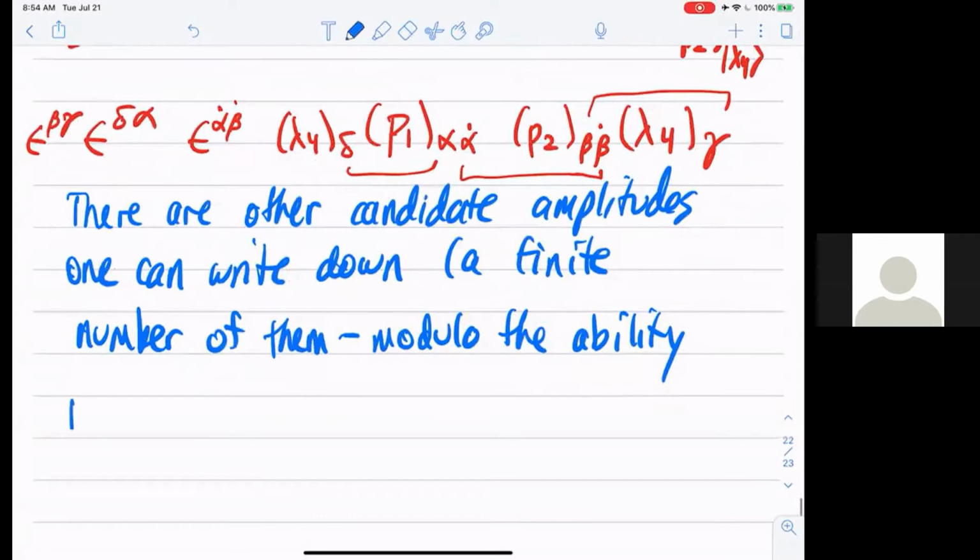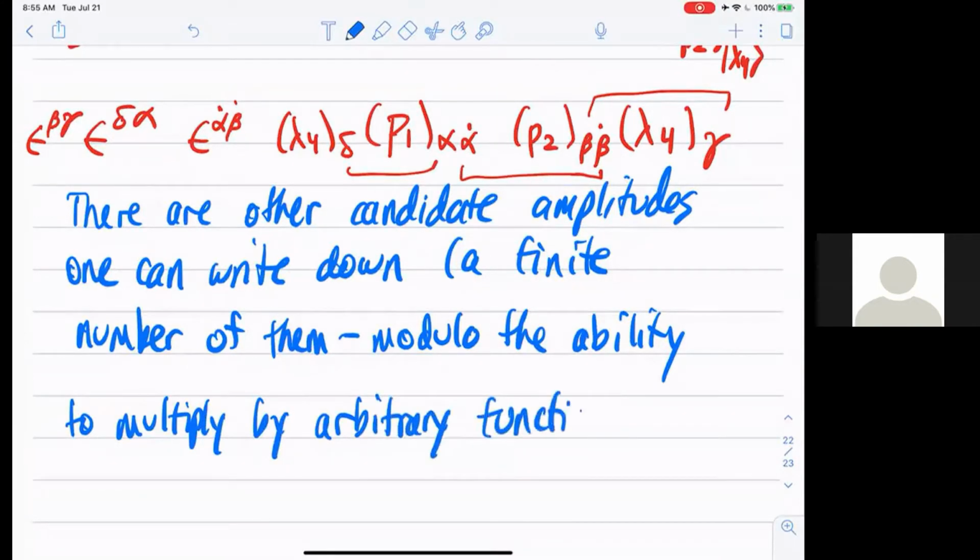to multiply by arbitrary functions of Mandelstam invariants. So strictly speaking, there are infinitely many of them because I could take this thing and multiply by s to any power. Okay, but just the game of isolating these products of brackets and things like that, that's a finite problem. And then you need to specify a Lagrangian, or some other way to determine the coefficients of each of those candidate terms in an actual amplitude.